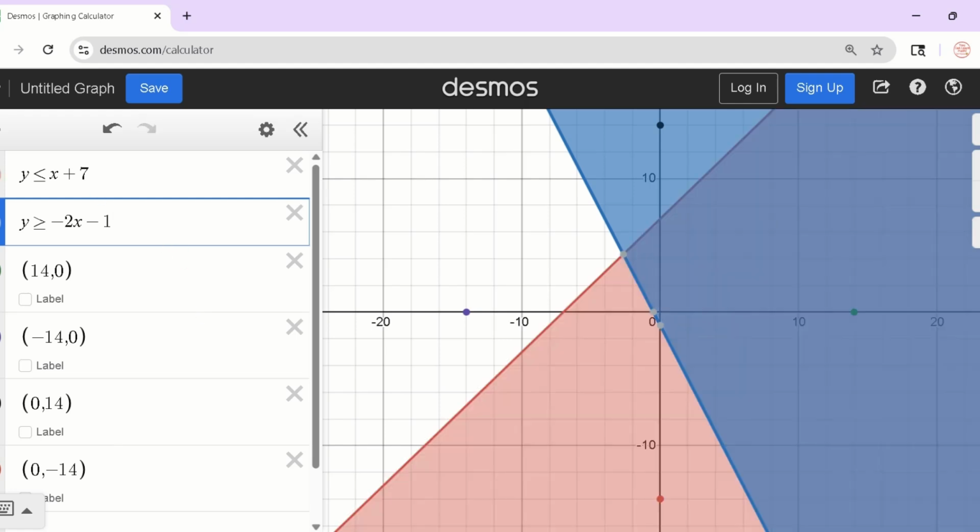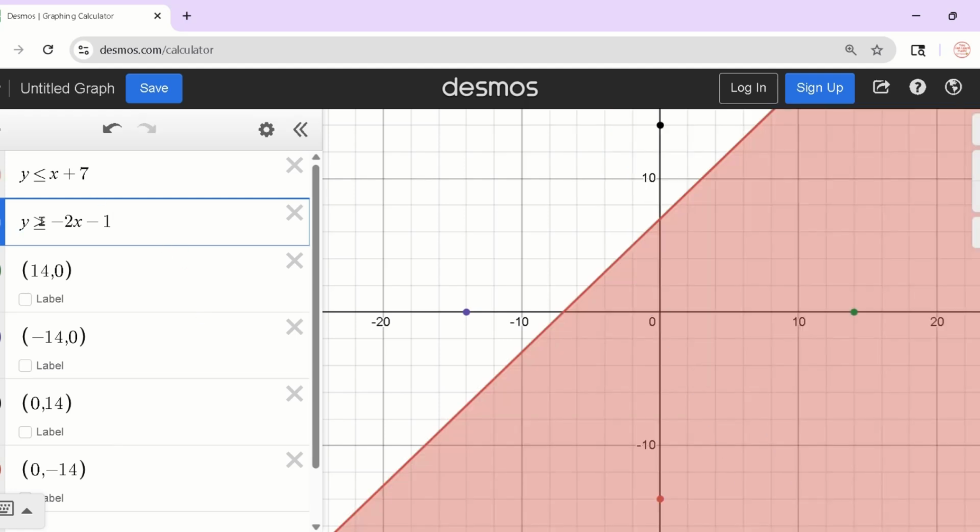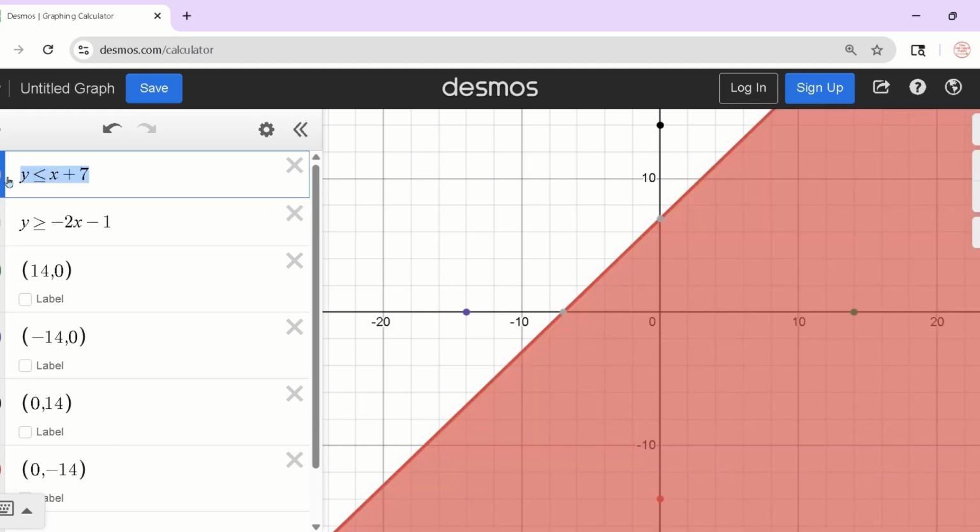Then we have our other one, the red one here, which is y is less than or equal to x plus 7. We have the line y equals x plus 7, and then everything below it. Everything that's in the red would make this a true statement, and everything that's on the line is where y is equal to x plus 7. So the shaded is where y is less than x plus 7, and the line, which is included, is where y is equal to x plus 7.